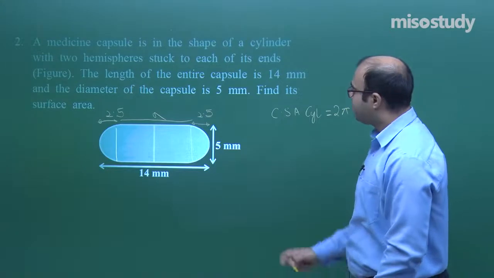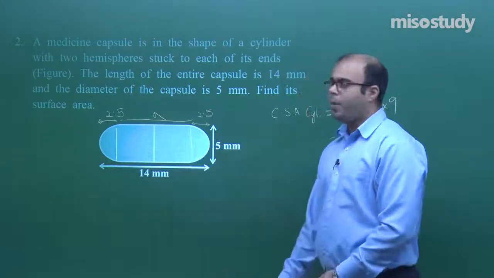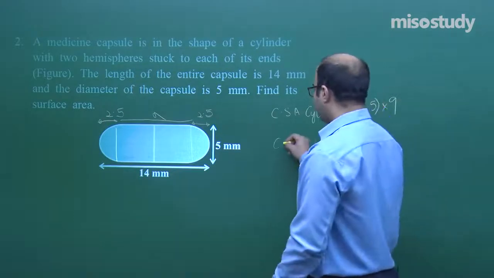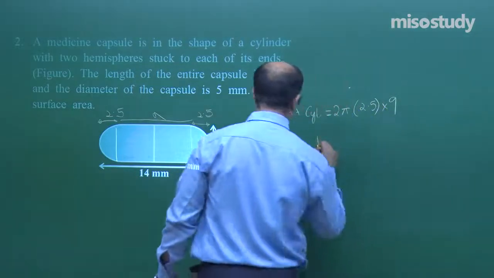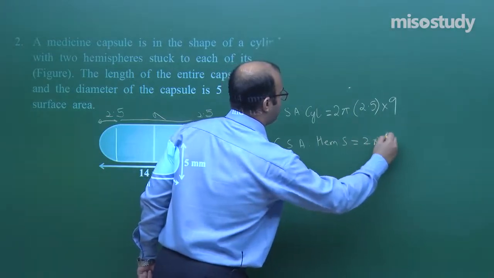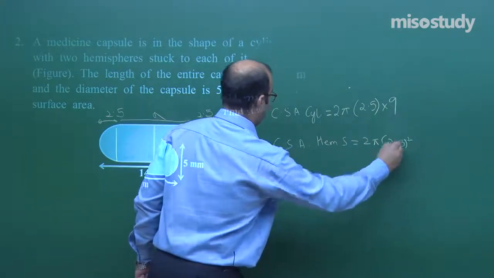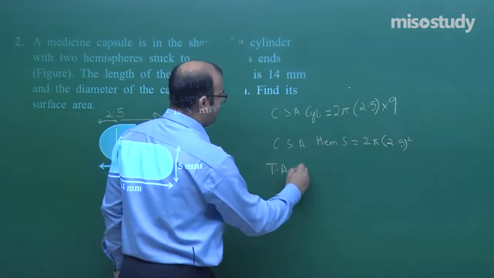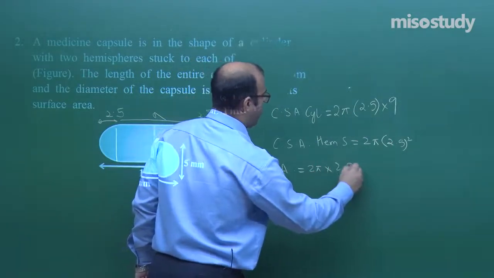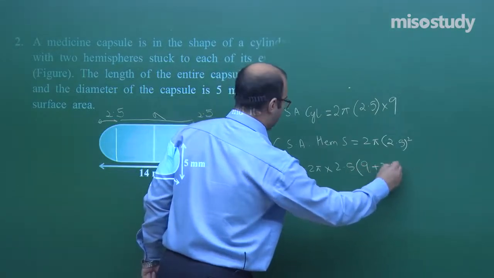And what is the curved surface area of this hemisphere? 2 pi R square, and that hemisphere, that is also 2 pi R square. So, curved surface area of hemisphere will be equal to 2 pi R square, that is 2.5 square. So, the total area which we need is actually 2 pi, let us take as common, 2.5 is also common, here there is 9, here there is 2.5.